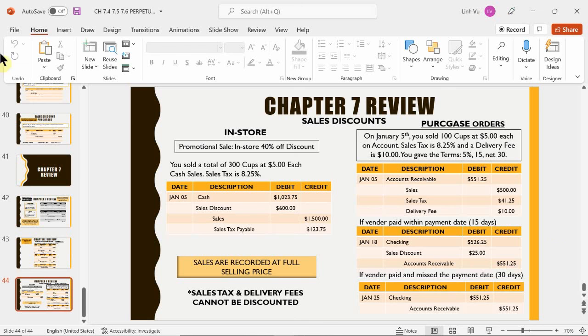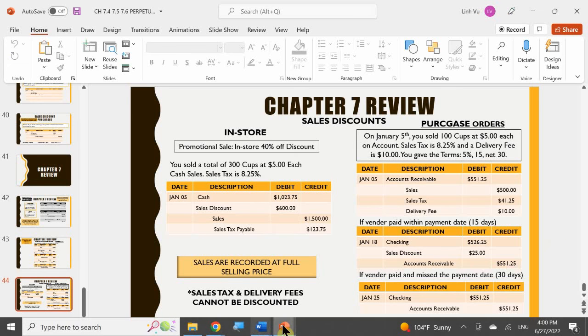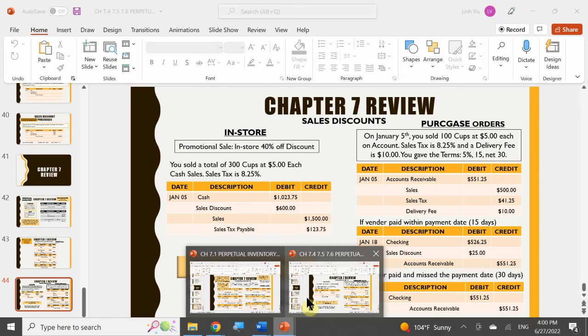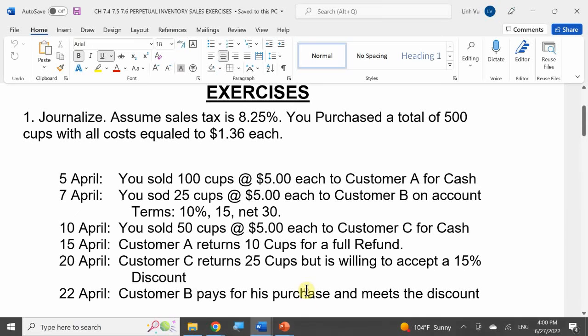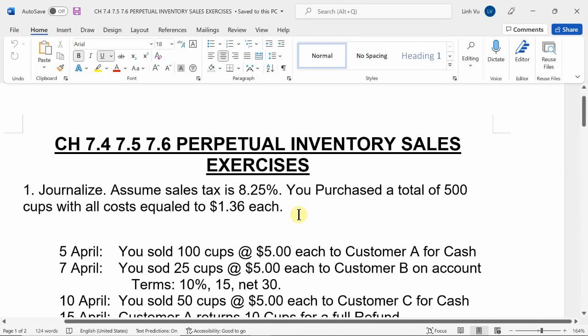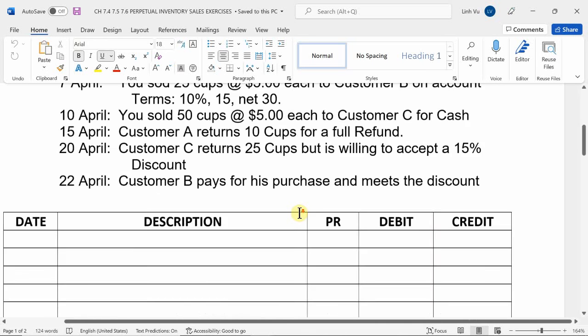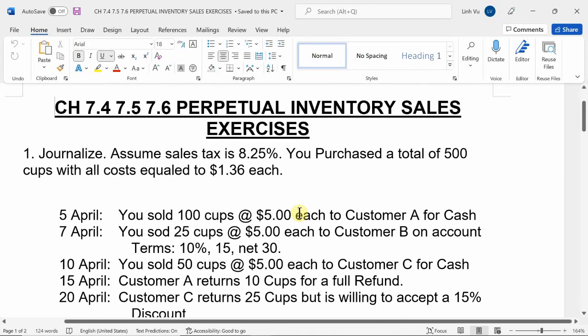All right, so let's spend the next couple of minutes to complete the chapter 7.4 all the way to 7.6 perpetual inventory sales exercise. Okay, so here it goes, a pretty short one.